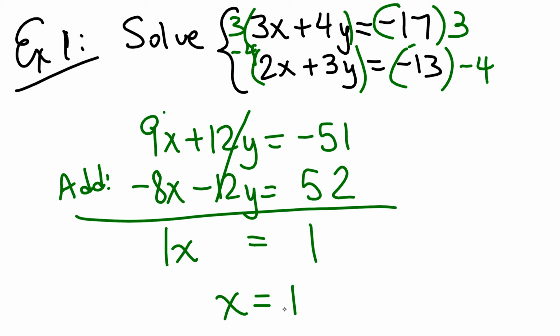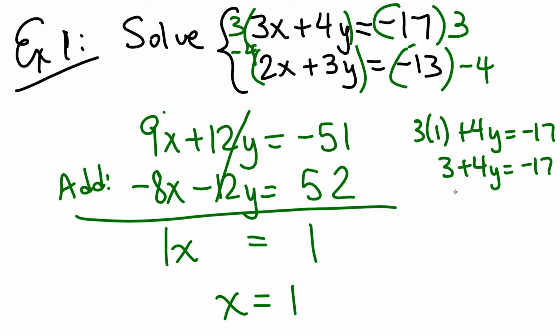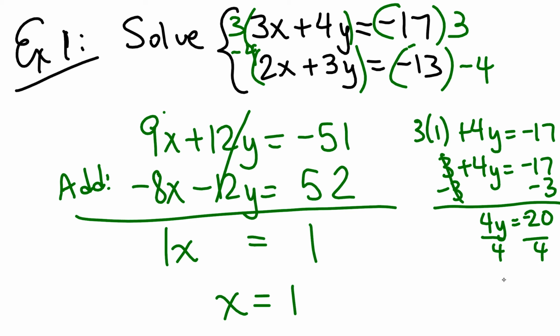Now, when we solve a system of equations, we get a point for an answer. This is not a point, that's an x-coordinate. So we plug back into either of the original equations. 3x plus 4y is negative 17. 3 plus 4y is negative 17. And then we use the algebra we know how to do. Subtract 3, divide by 4. And now we have an x-coordinate and a y-coordinate. We present them in alphabetical order.